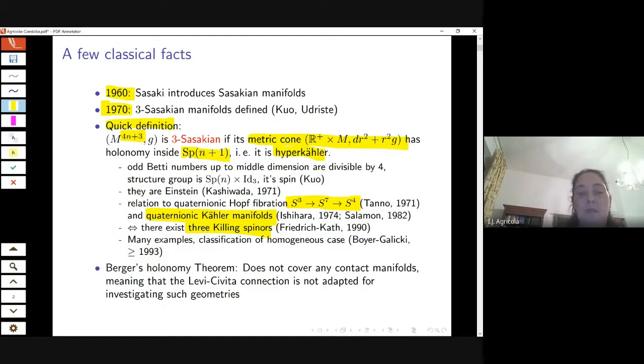If you recall Berger's holonomy theorem, then you realize that contact manifolds do not appear in this theorem. The reason being that the Levi-Civita connection is not adapted to the investigation of contact manifolds. The main reason is that the holonomy representation is never irreducible, but that's the assumption in Berger's theorem.